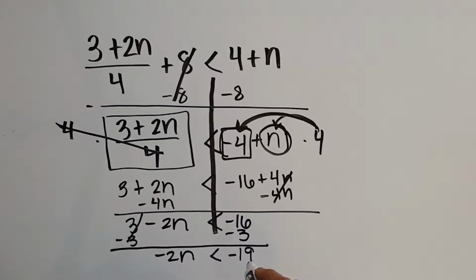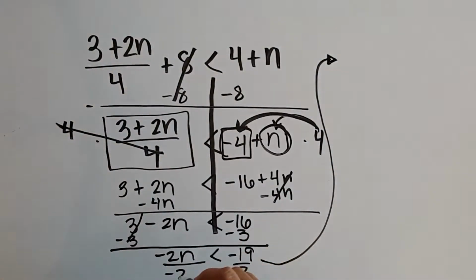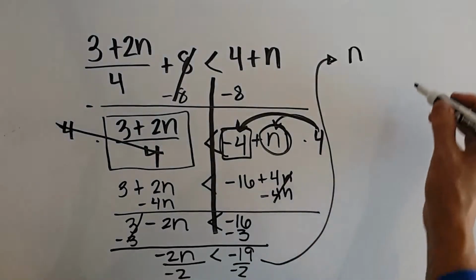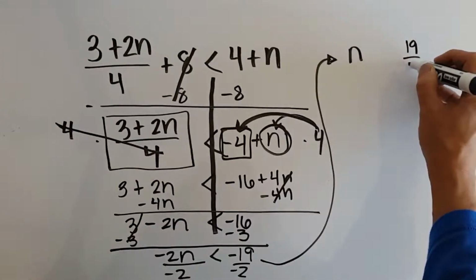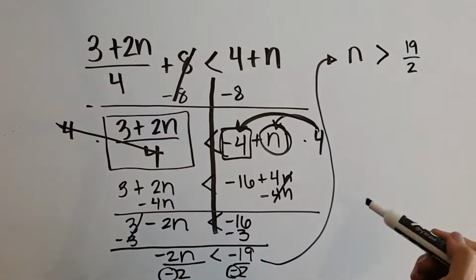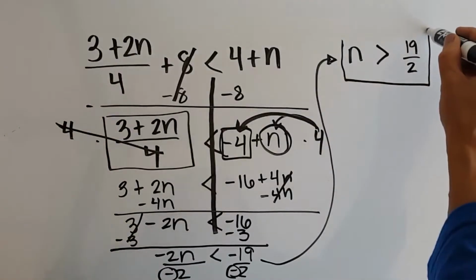And this is where things get a little bit different from solving equations. I'm still going to divide both sides by -2. But what happens, I'm going to write my answer up here, is that -2n divided by -2 is just n. -19 divided by -2 is just 19 halves. But because we divided by this negative right here, we have to flip our inequality symbol. So now we have n is greater than 19 halves.